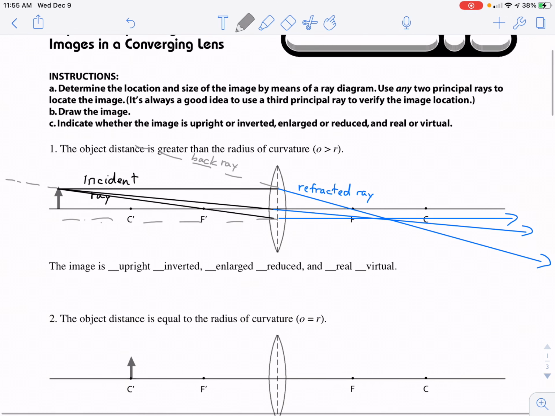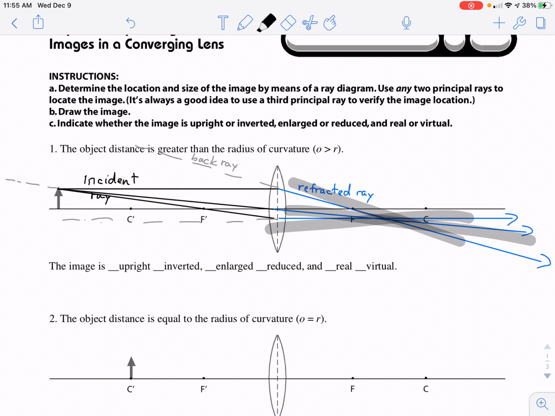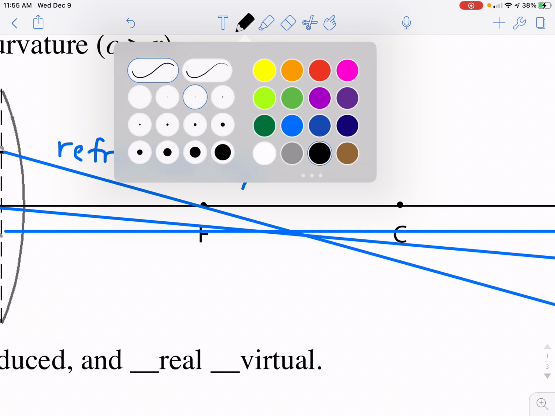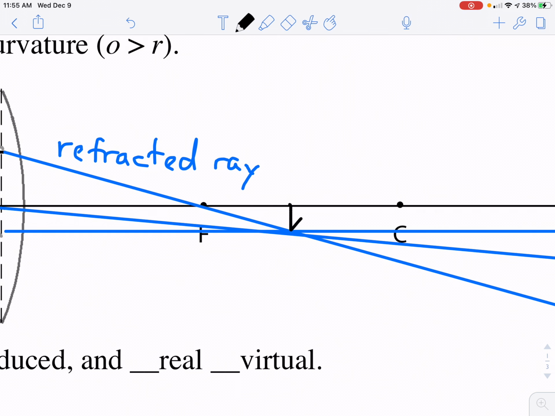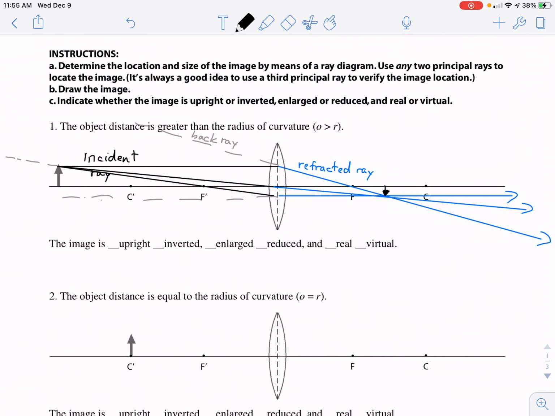Okay, you can see that all three of your back rays have diverged. You should also be able to see that your three refracted rays have converged. And that convergence is the location of the image. And so we would draw an arrow down to the point of intersection from the principal axis. And we would identify the characteristics of this image as an inverted, reduced, because it's smaller, real image.